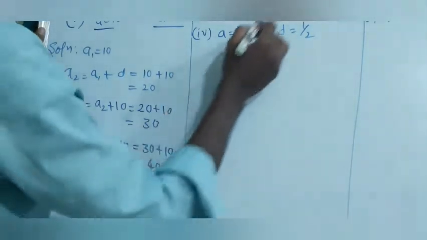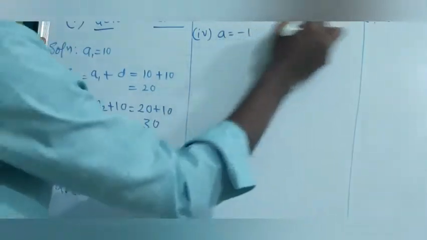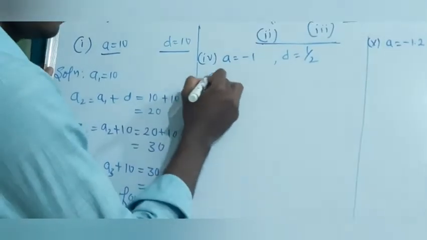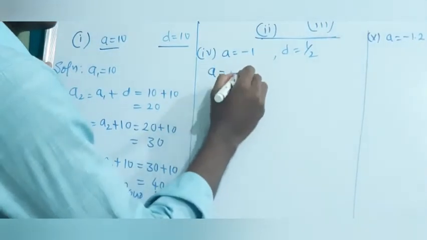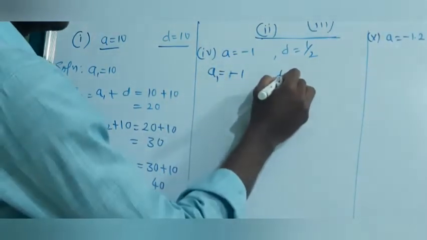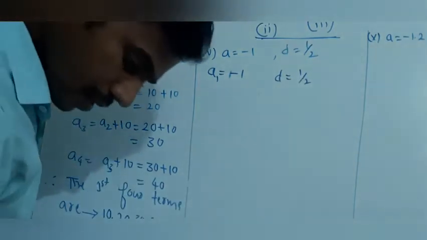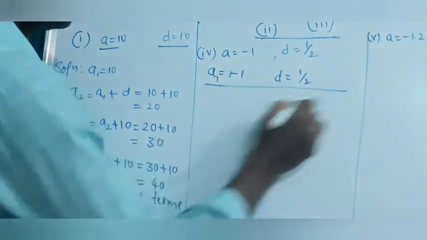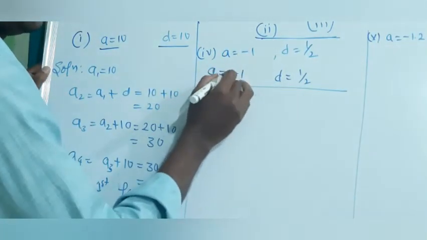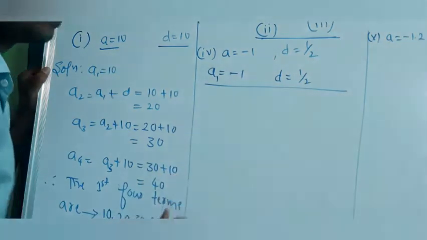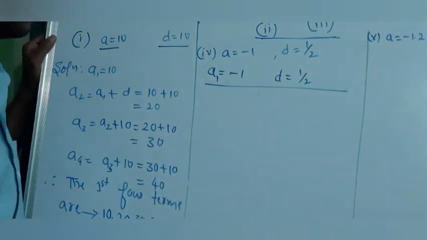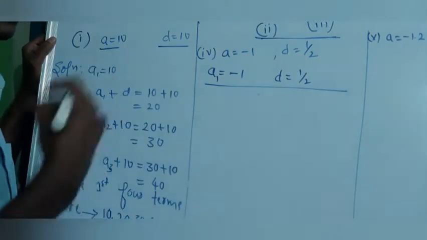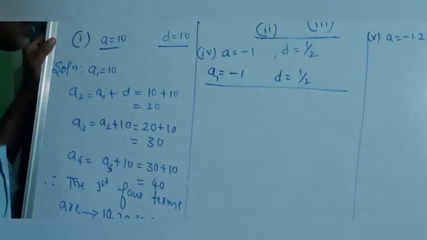Next. So second and third will be homework. Do it. If you have any difficulty, please approach me. Fourth question. Here A is equal to -1, I'll call it A1, and D is equal to 1 by 2. Even if there is a minus sign, you should not panic. The basic procedure is, we should add D to the first term to get the second term. We'll follow the procedure.